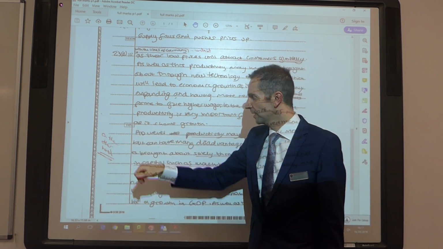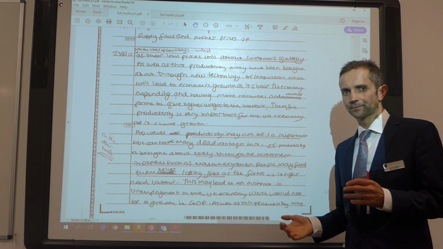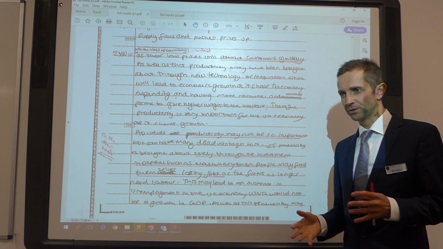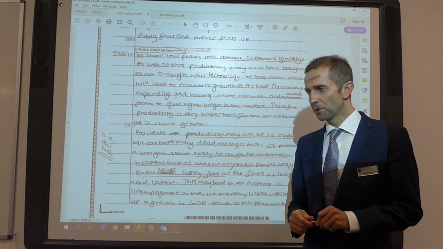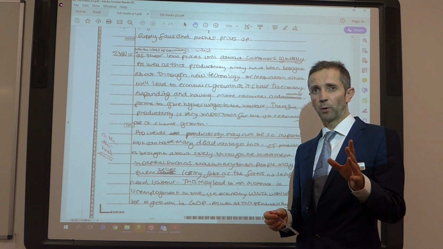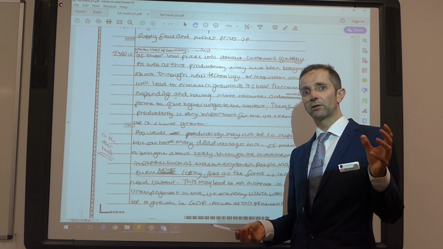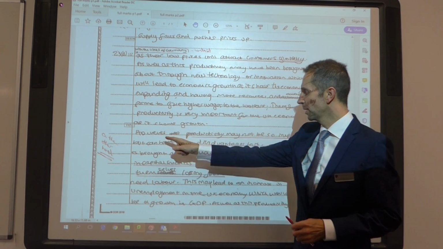And we've got a little analysis mark there. So we've got quite a few points there with regard to why it is important. Lowering prices, increasing international competitiveness, good points. And of course, because it's an evaluate question, now we need to go to well, here are some of the problems, the drawbacks, the downsides. And so here we have it.